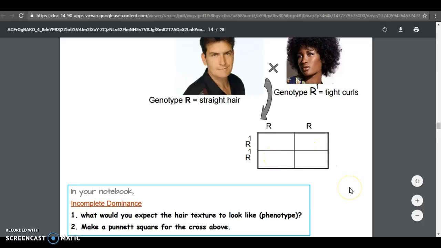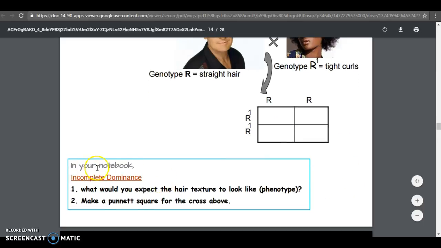And then once you fill that in, the questions are, for your notes, what would you expect the hair texture to look like if his dominant R allele and her dominant R1 allele were together in an offspring? What would their hair type be? Would they be straight? Would they be tight curls? Or something in between? In this case, all 4 children get one dominant plain R allele and one dominant R1 allele. It says make a Punnett square for the cross above. So if you haven't done that, please do it already. Fill in the Punnett square. And then predict or hypothesize what you expect the hair type would be. All right, good luck. Let's move on.